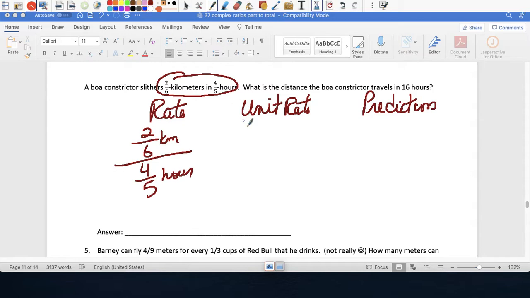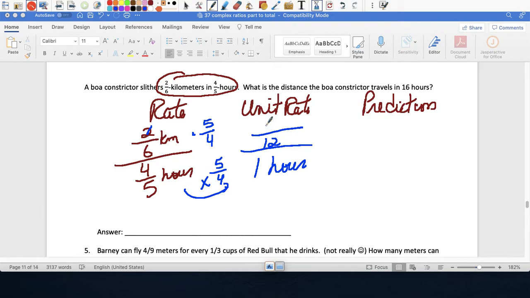Let's change that to a unit rate. So unit rate would be 1 hour. So I'm going to multiply this times 5/4, and then this times 5/4, and we can get 5/12 of a kilometer in 1 hour. That's how much the snake slithers.